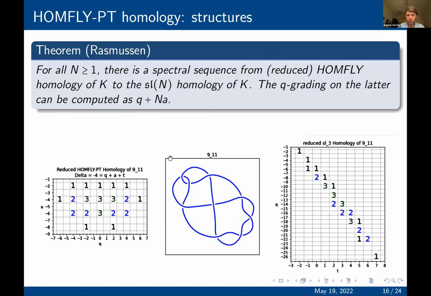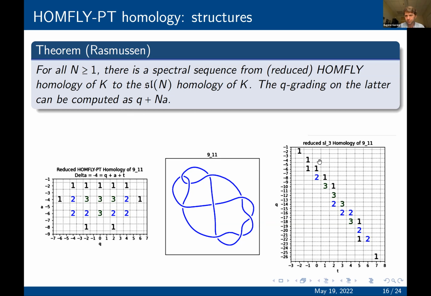So here is the knot 9_11. Here is its HOMFLY homology. Again, it's supported in a single delta grading. And in this case, suppose that I want to compute SL_3 homology. You can check that all the differentials would change the delta grading in this example. And so because everything is in a single delta grading, all the differentials in the spectral sequence must be 0. So nothing happens. There are no differentials in the spectral sequence, but there is this kind of ugly non-trivial regrading, which leads to the picture on the right.